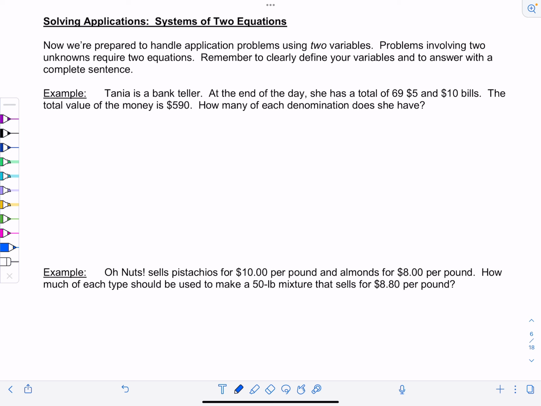And just keep in mind, problems that have two unknowns require two equations in order to be solved. And clearly define your variables and answer each of the problems with a complete sentence, okay?